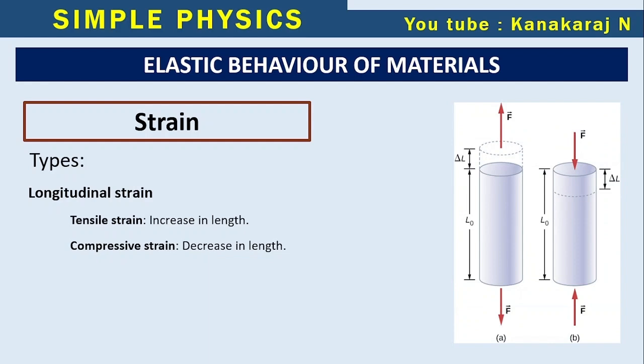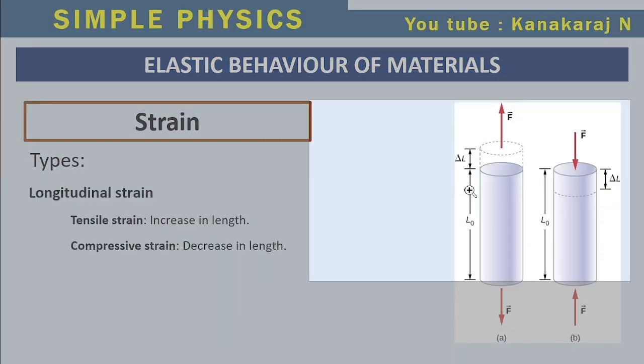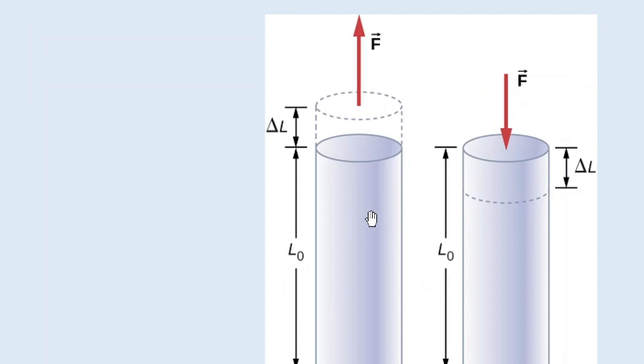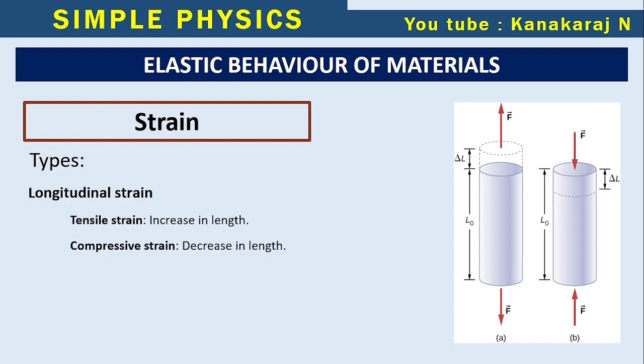In the first rod, due to the force, the length of the rod increases by an amount del L. This comes under tensile strain. Whereas in the second diagram, due to force, the rod is compressed. Then the length decreases by an amount del L. This comes under compressive strain. Epsilon for tensile strain is plus del L by L. For compressive strain, it is minus del L by L.